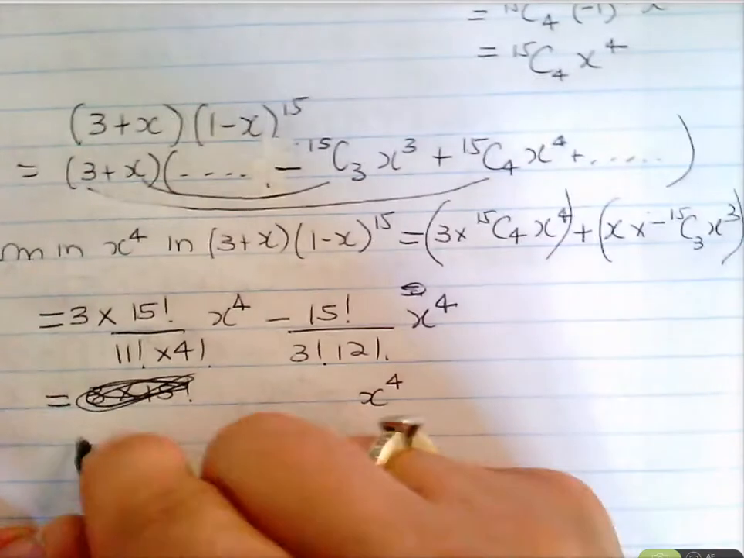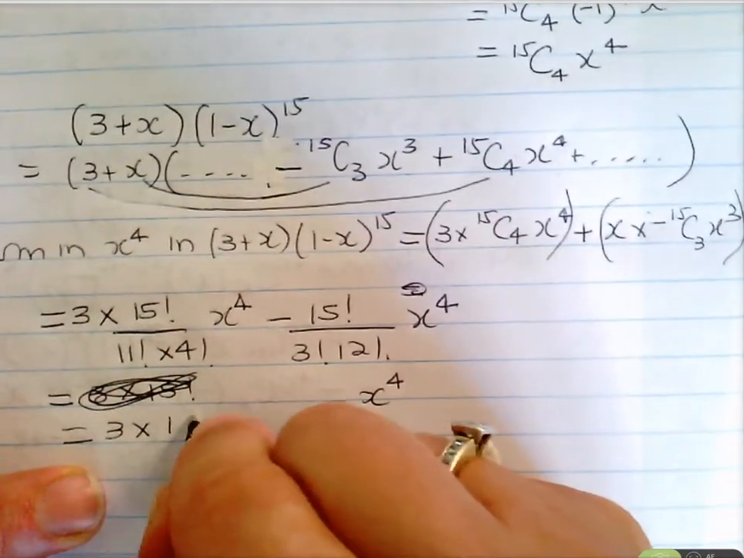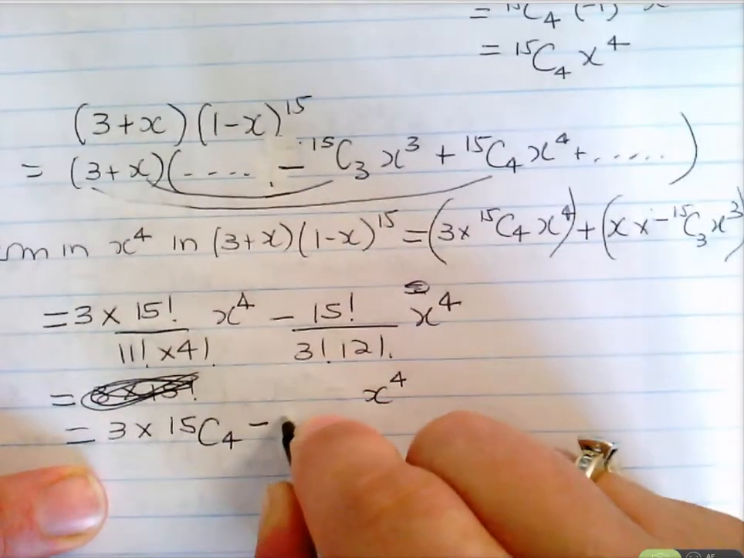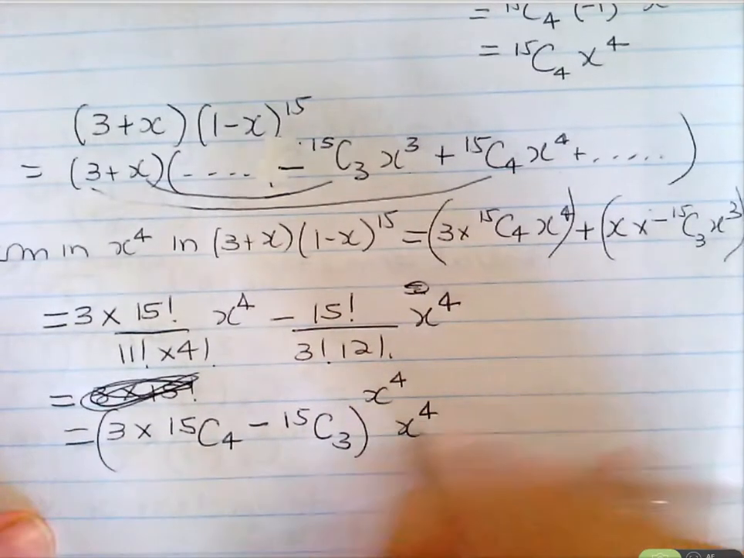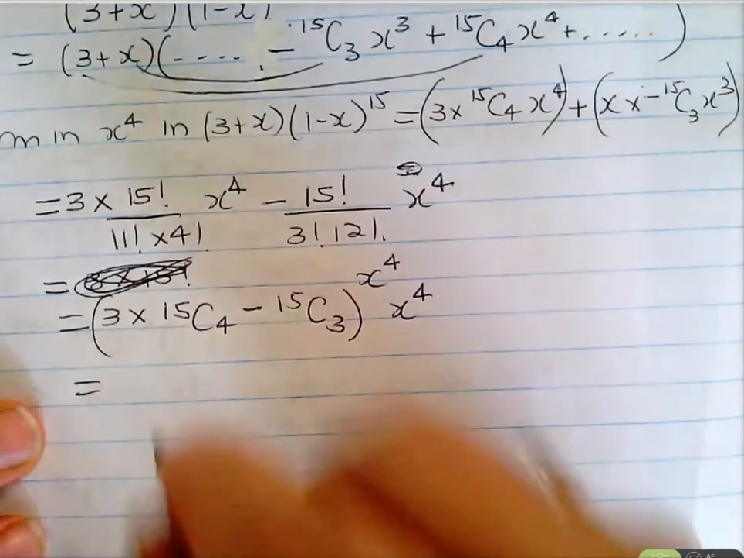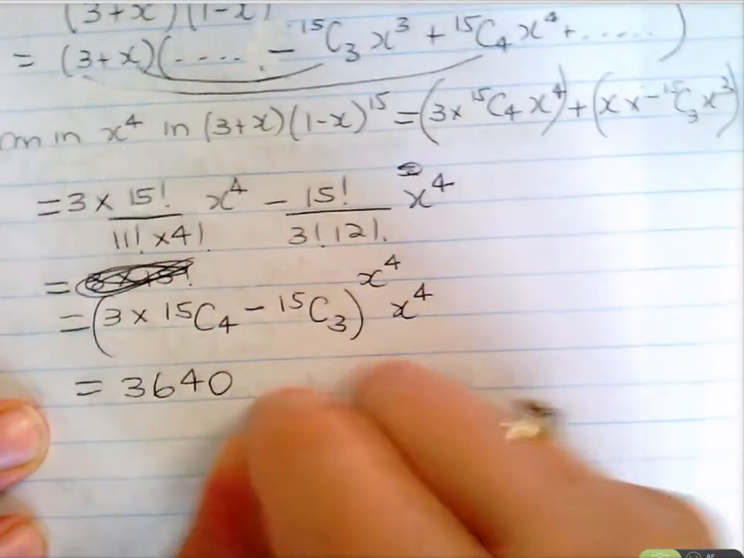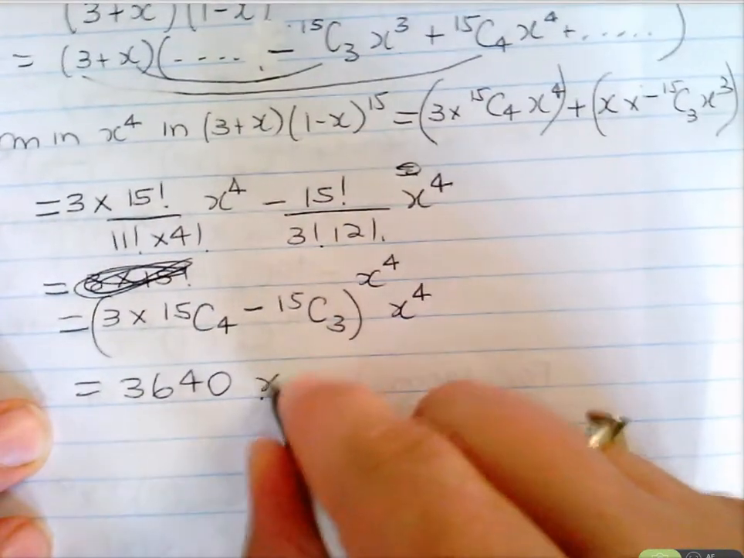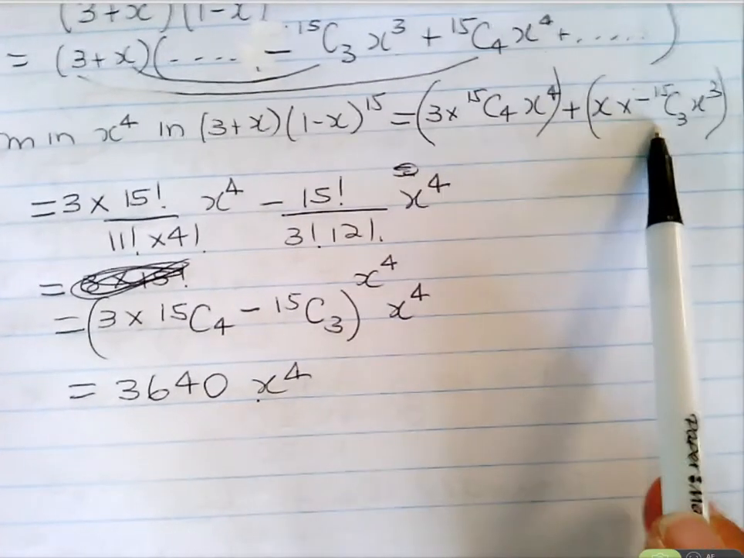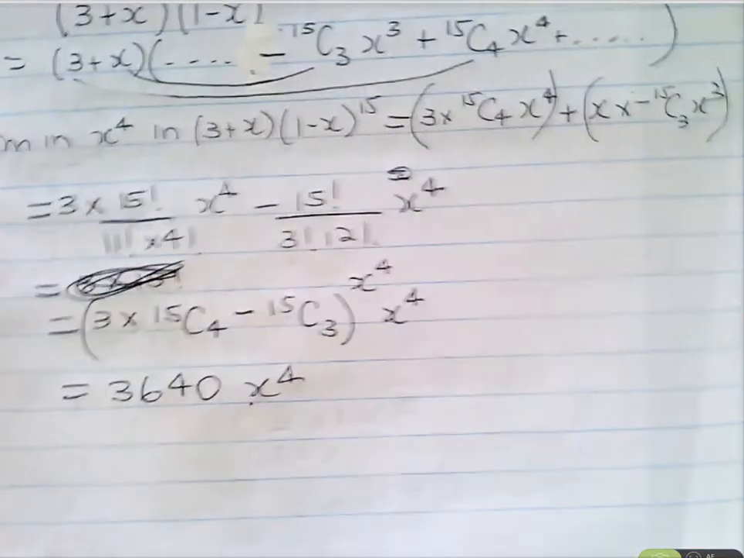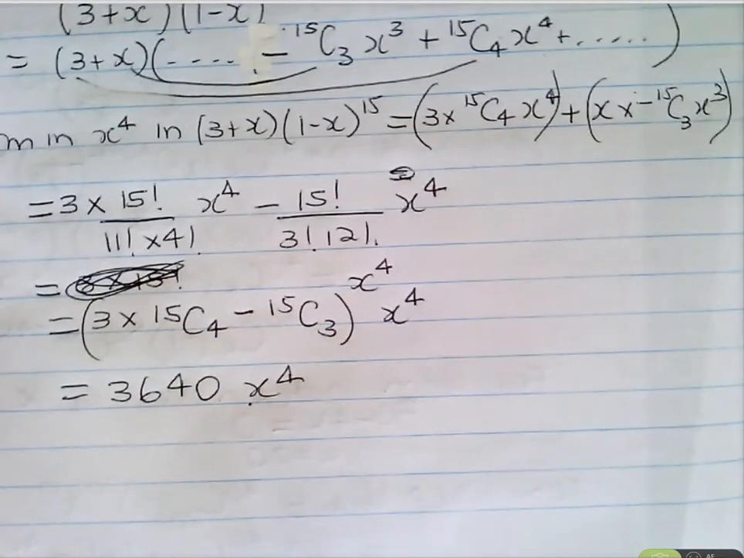Now what you'll do, girls, you've got 3 times 15c4 minus 15c3, which equals this. Yep. 3,640. Yes. That is the coefficient of x to the 4. So you work out each one and you subtract, because there are 2 ways of getting x to the 4.